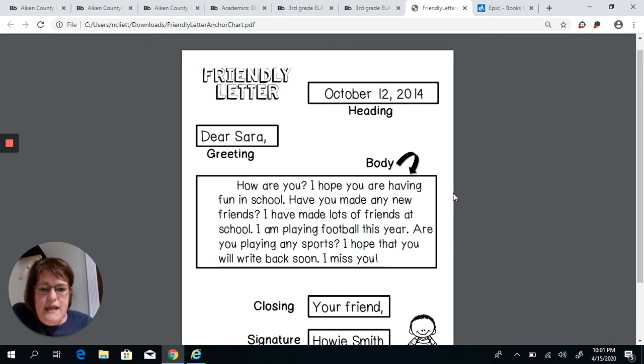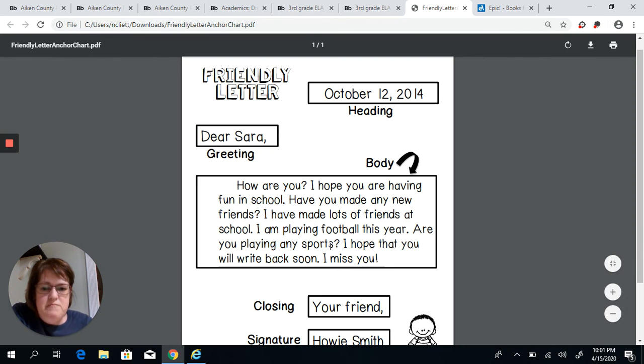And then the body, you probably remember this because we talk about the body in all of our writings, is the meat of it. Think about it like the hamburger, if you were to actually eat a hamburger with a bun, the hamburger would be the meat or the main part of your writing. So think about that as your body. It's all the juicy stuff in the middle, all the good details.